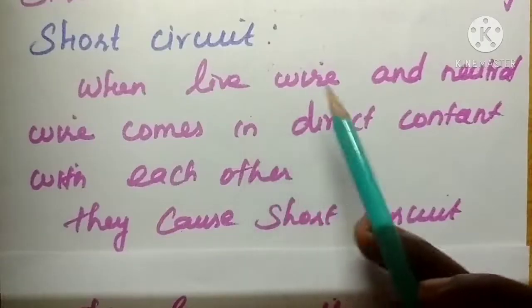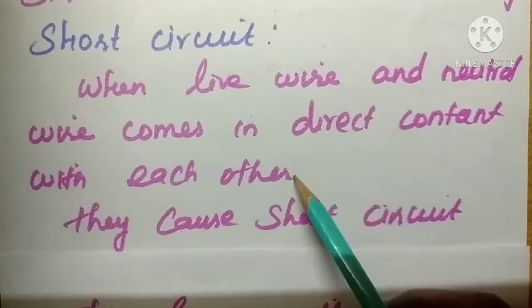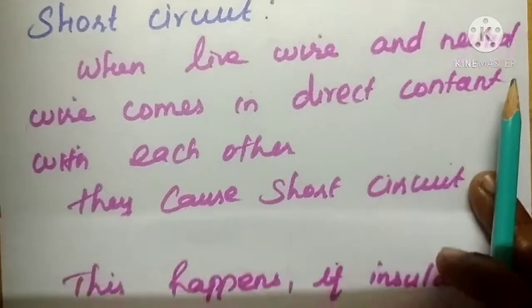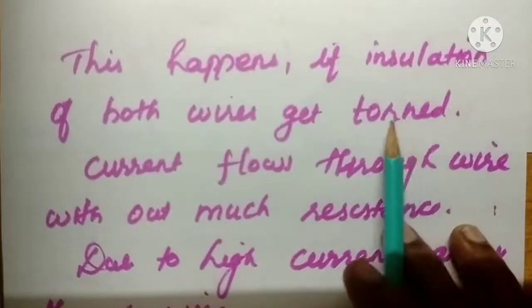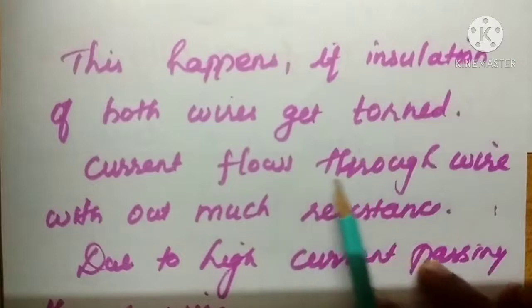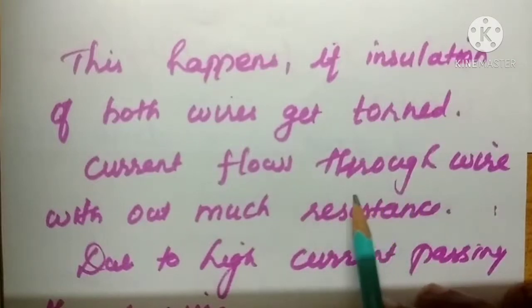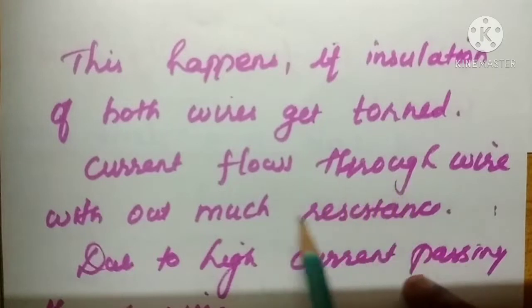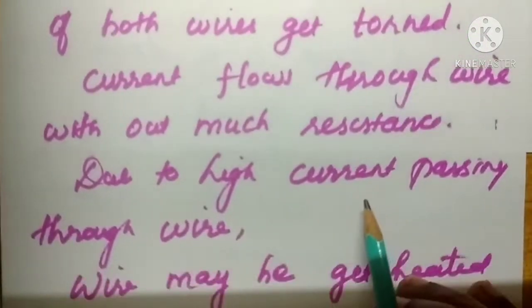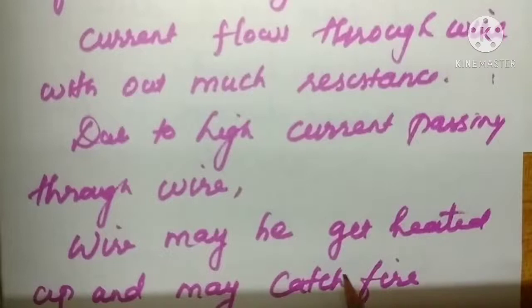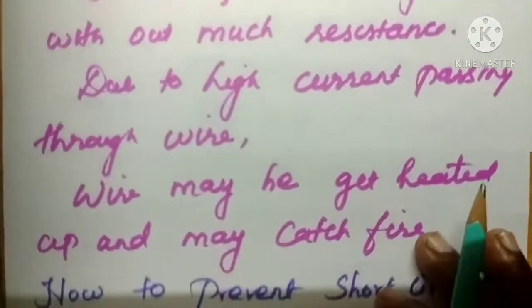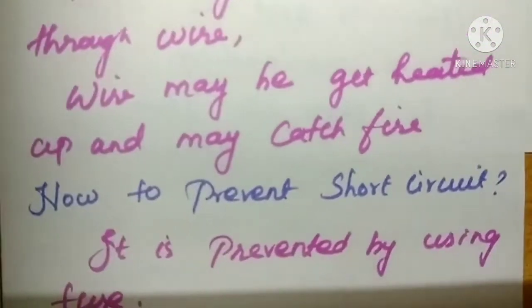So what do you mean by short circuit? When the live wire and the neutral wire come in direct contact with each other, this causes the short circuit. This happens if the insulation of both wires is removed. And the current flows through the wire without much resistance, like the high quality superconductor wires. Due to the high current passing through the wire, this wire may get heated up, so it can catch fire. So how to prevent this short circuit? It is prevented by using the fuse.